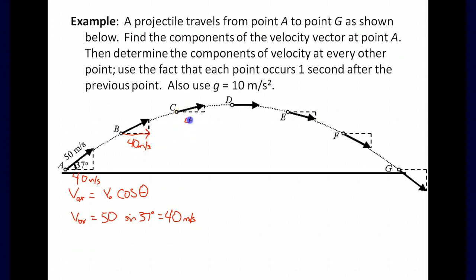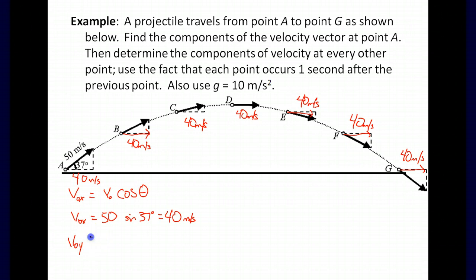Still going to be 40 meters per second here. It's 40 meters per second here, 40 meters per second here, here, and finally also here. So that component remains constant. Now, the other component, we need to find it.